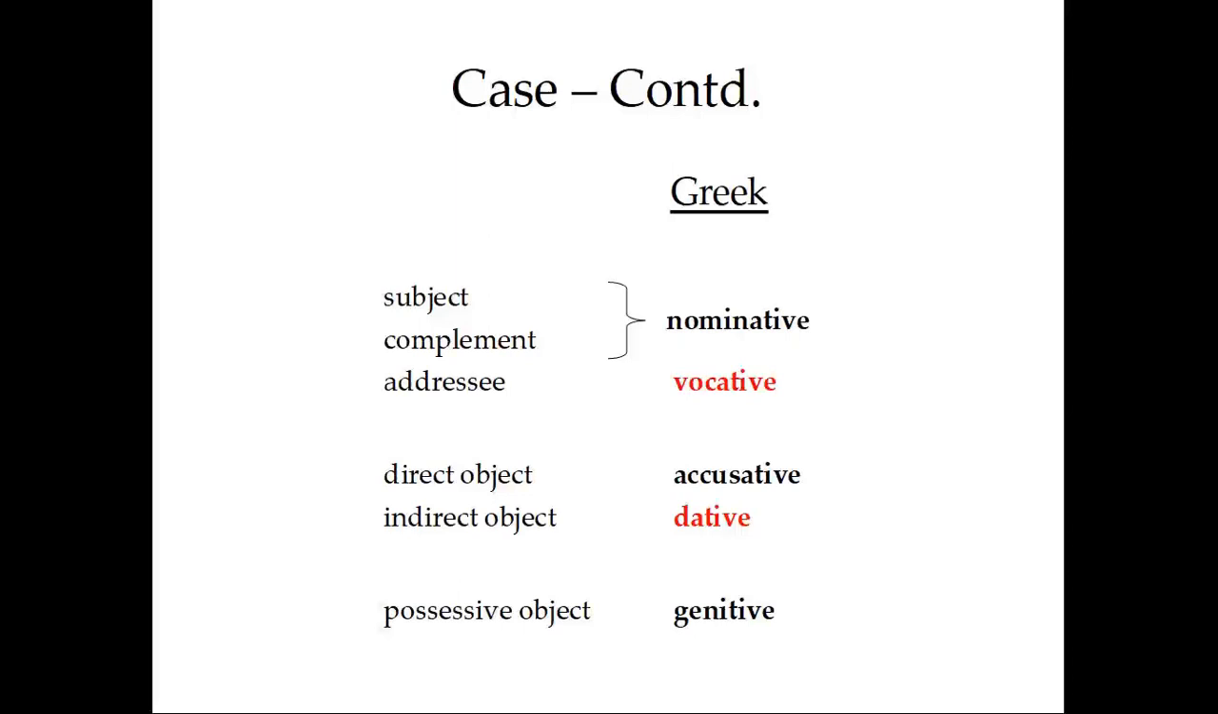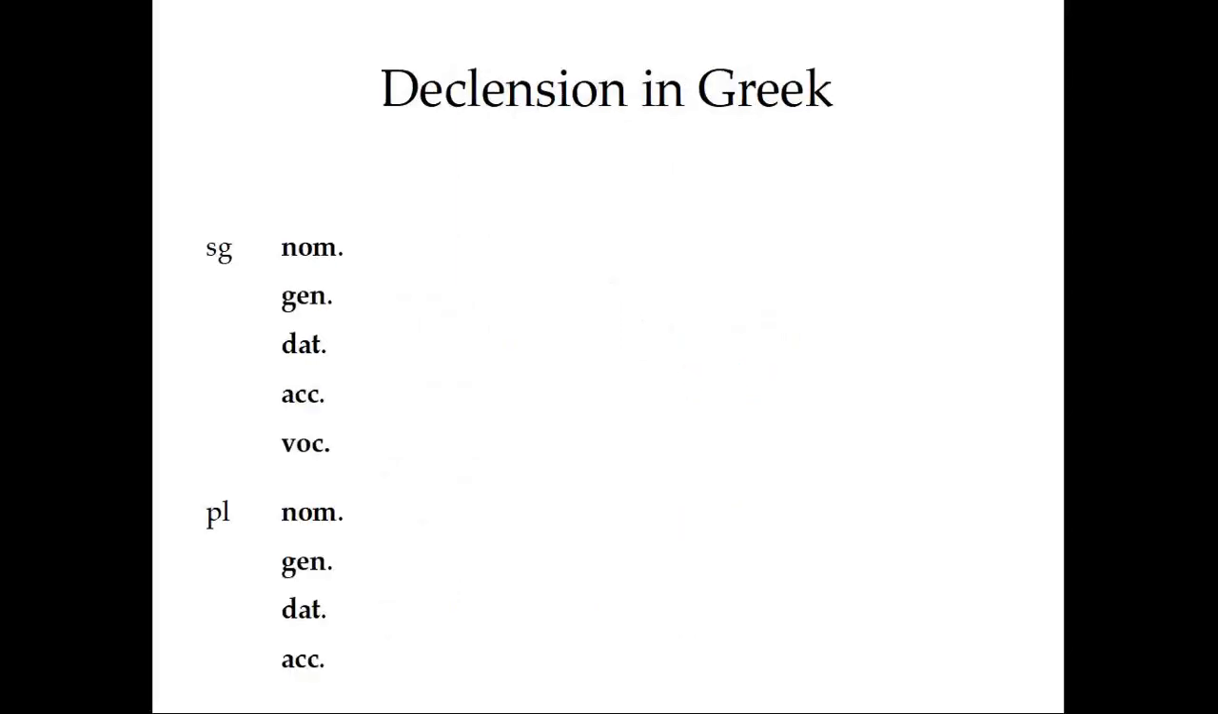We've got 3 functions for the subjective case, 2 functions for the objective case, and 1 function for the other case, the possessive case. In Greek, we have 5 different cases for these 6 functions. So there are more forms to learn.